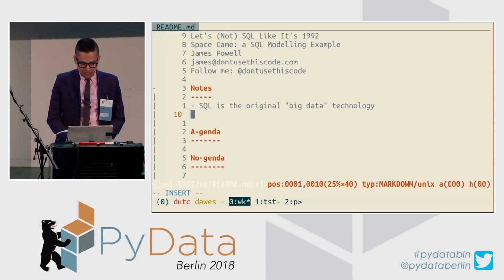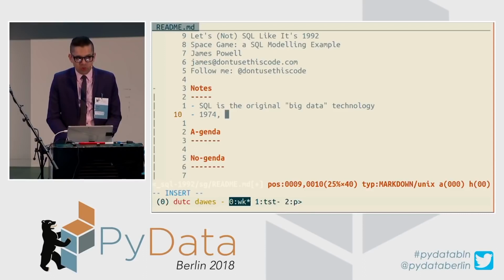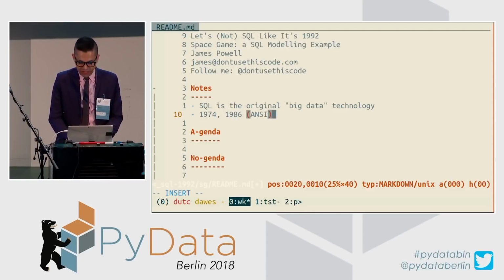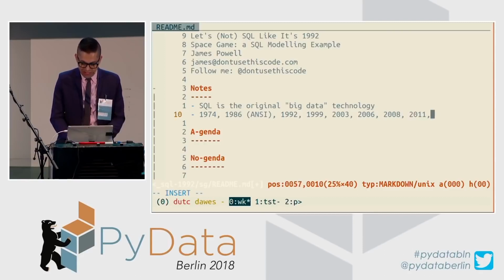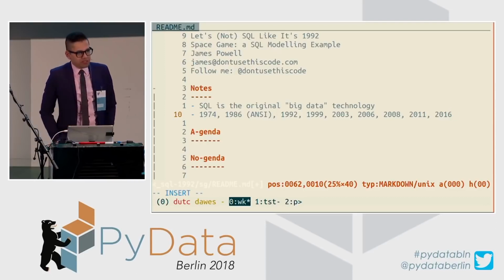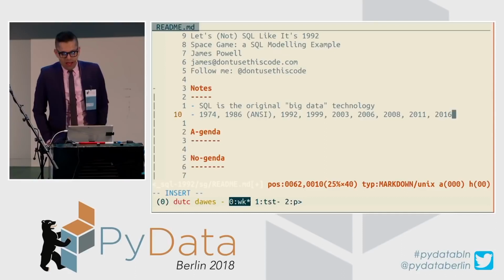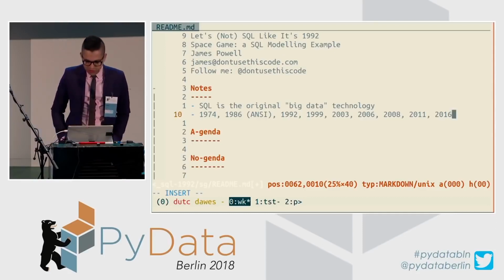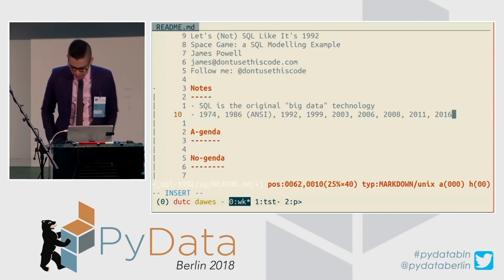1974. So we're talking about something that came out in 1974 with historical standardization in 1986, ANSI standardization, and then further standardizations in 92, 99, 2003, 2006, 2008, 2011, and 2016. So it's a very old technology that is absolutely ubiquitous that people are still adding onto. Unfortunately, I think this is one of those technologies you learn in school.